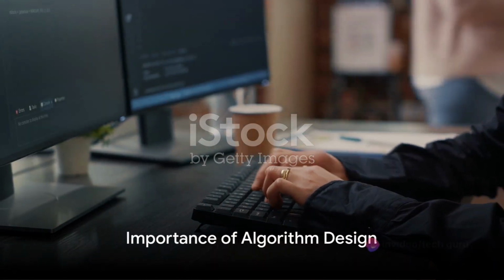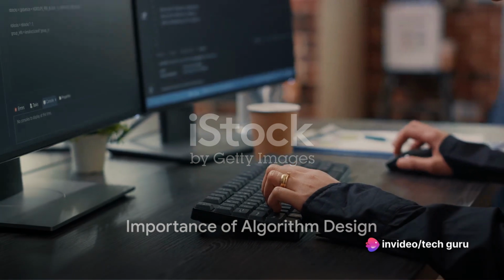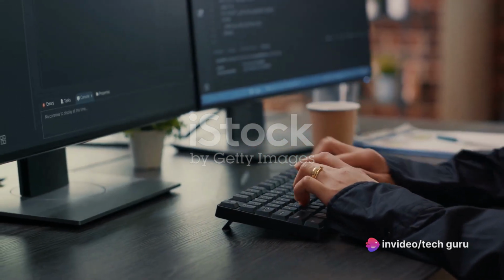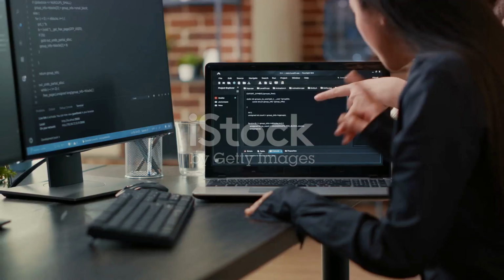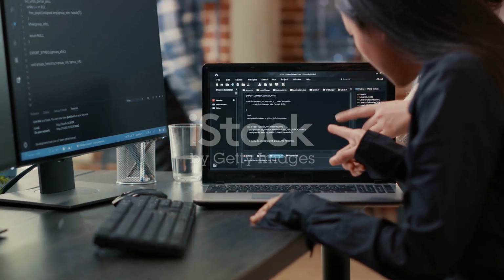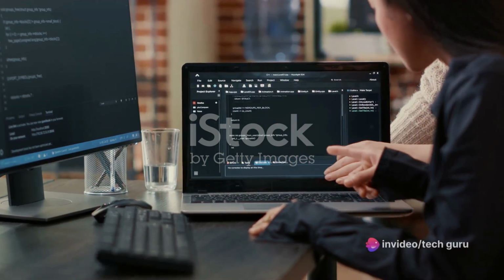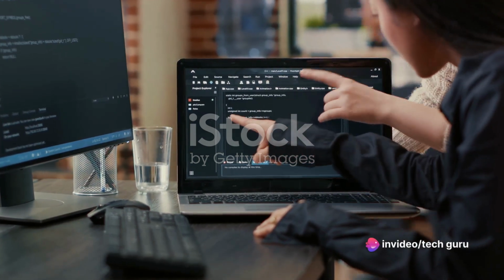Now that we know what algorithms are, let's explore why their design is so crucial. At the heart of every piece of software, there is an algorithm. But why does the design of this algorithm matter so much? The answer lies in three key areas: efficiency, time complexity, and space complexity.